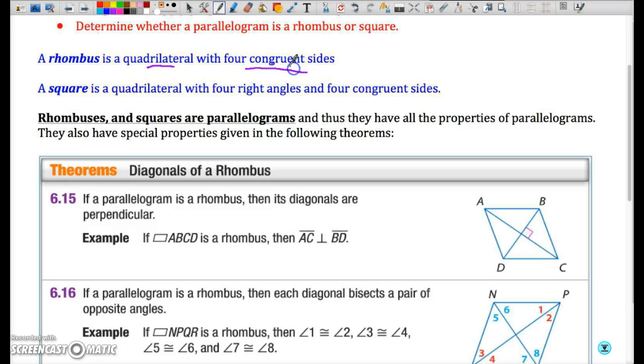Of course, having four congruent sides is going to mean that both pairs of opposite sides are congruent, and so automatically a rhombus is also a parallelogram, as is noted down here. Rhombuses and squares are parallelograms, as of course are rectangles. By definition, a square is a quadrilateral with four right angles and four congruent sides, and you'll notice that the four congruent sides correspond to the definition of a rhombus.